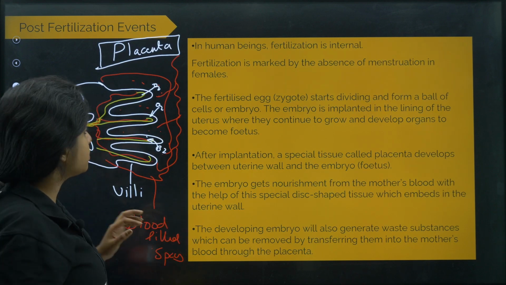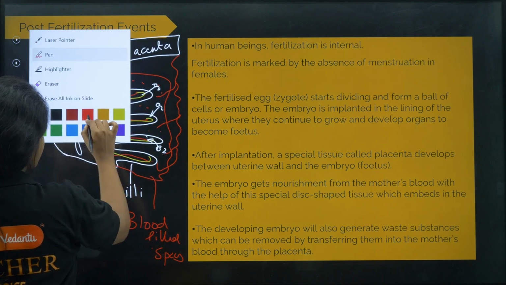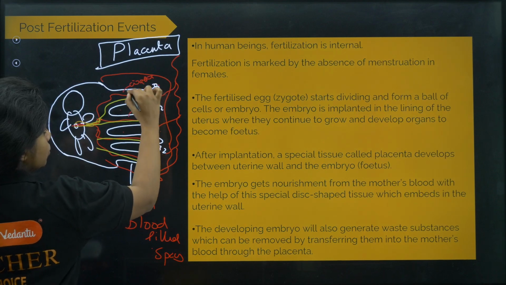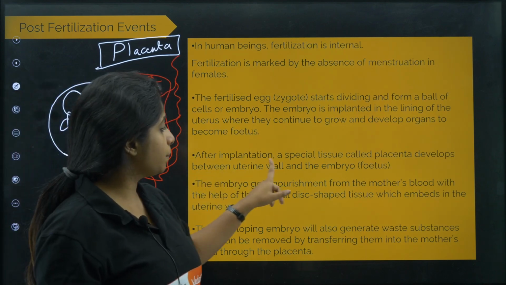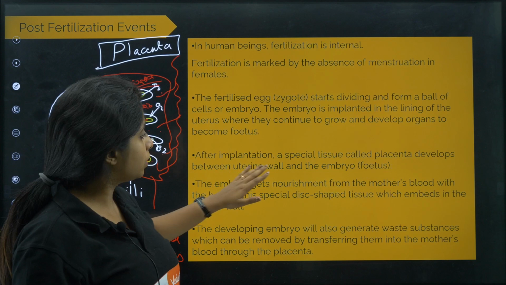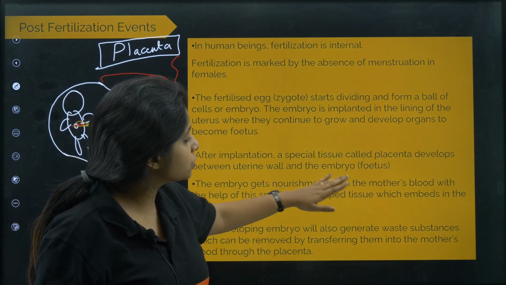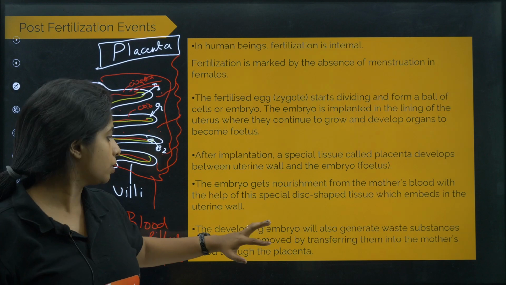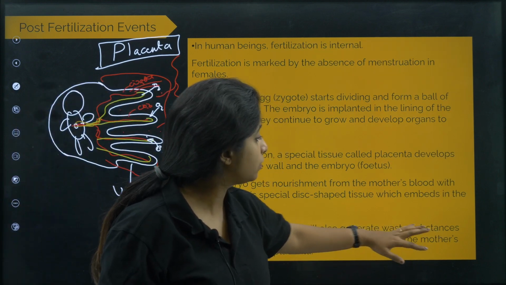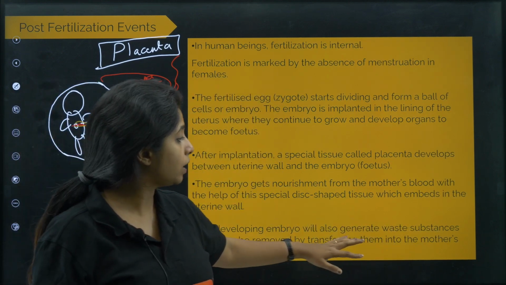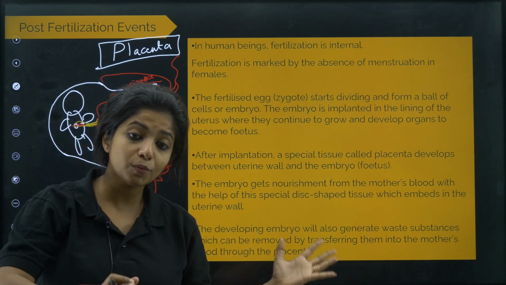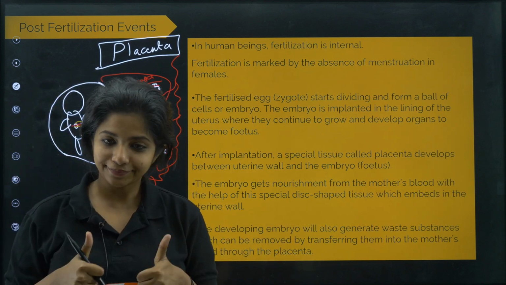Okay, now what happens, for example, the baby has to give out carbon dioxide. So carbon dioxide is given out, some waste material is given out. So this is very much important. After implantation, a special tissue called placenta develops between the uterine wall and the embryo. The embryo gets nourishment from the mother's blood with the help of this special disc-shaped tissue which embeds in the uterine wall. The developing embryo will also generate waste substances which can be removed by transferring them into the mother's blood via the placenta. So the waste is being removed, the important things being absorbed.